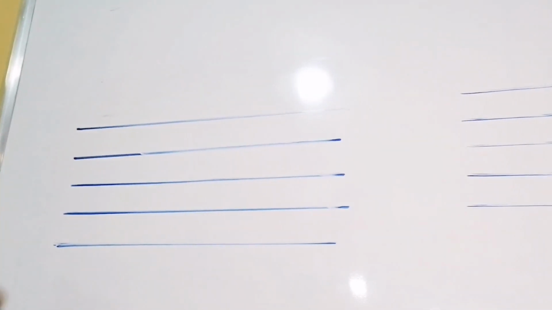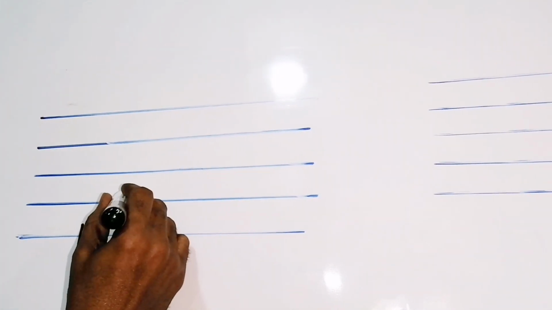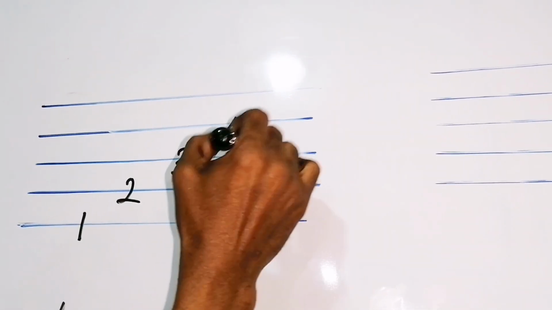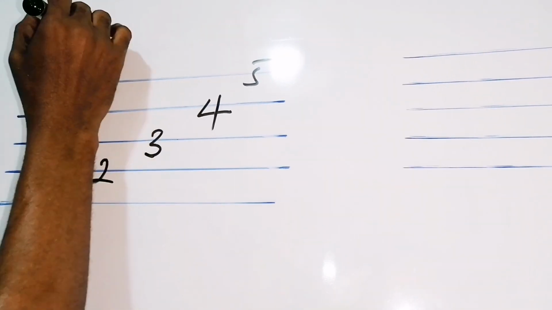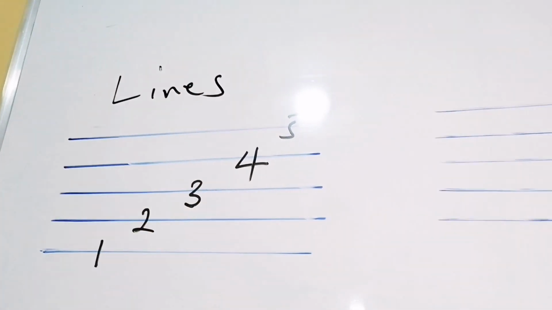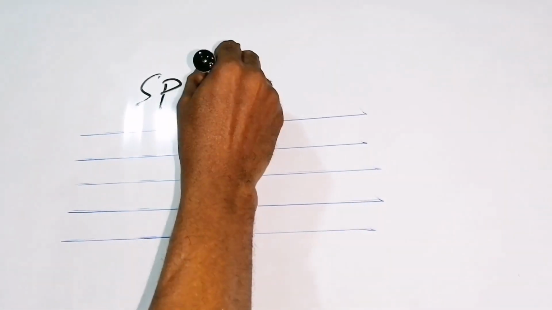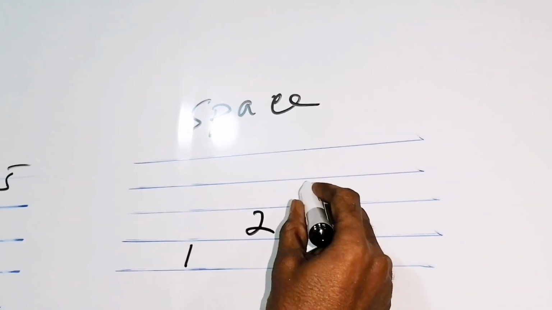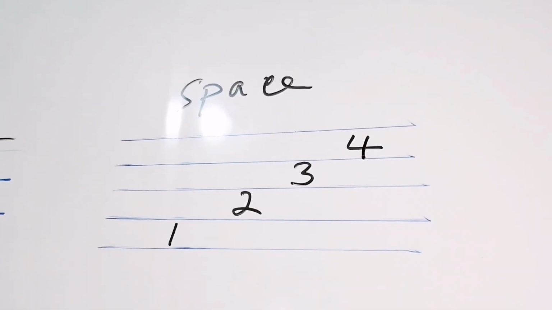In this one, this is the first line, this is the second line, this is the third line, this is the 4th line, and this is the 5th line. And these are referred to as the lines. If you look at this one, which I can now call the spaces, this is space number 1, space number 2, space number 3, and space number 4.